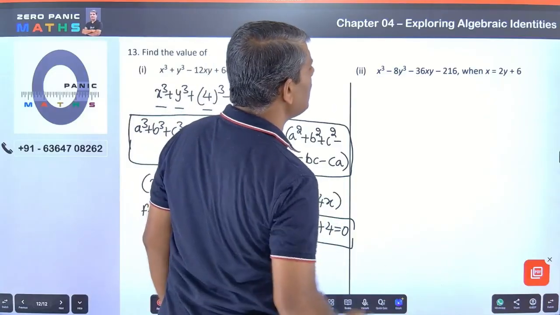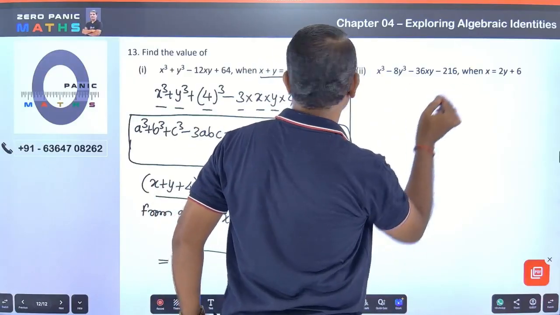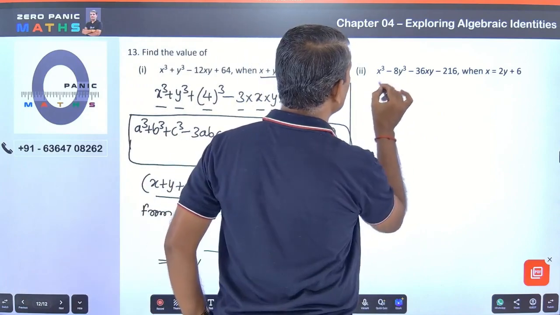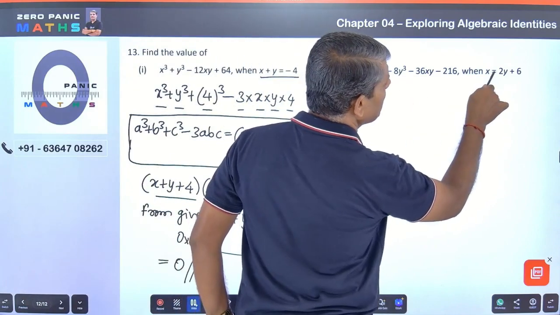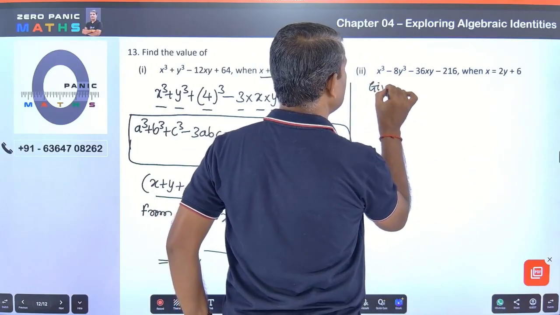Similarly, this also is done like that only. Okay, let us do this. It is also expanded by the same factor only. Okay, it is a cube. Let me write that. Okay, or let us first write this only. So given is, let us write this.